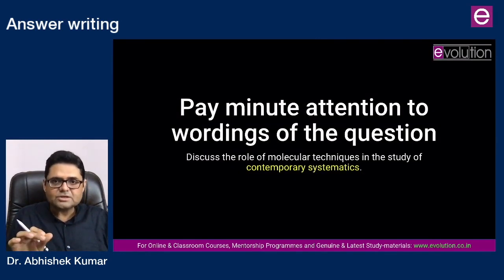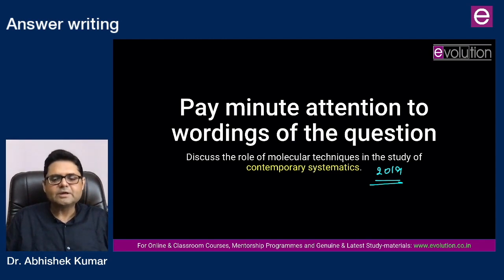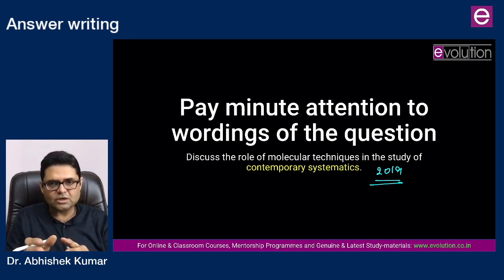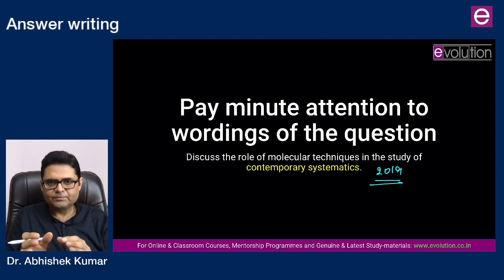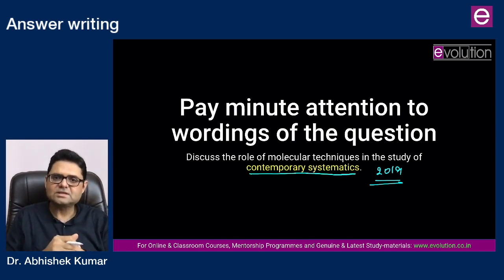Second, pay minute attention to the wording of the question. For example, in 2019, this question was asked. Discuss the role of molecular techniques in the study of contemporary systematics. So this is a question that was asked in evolution and systematics. In systematics, there is a topic, molecular taxonomy. That is where this question has come from. But the topic is molecular taxonomy, and the question uses the word contemporary systematics.